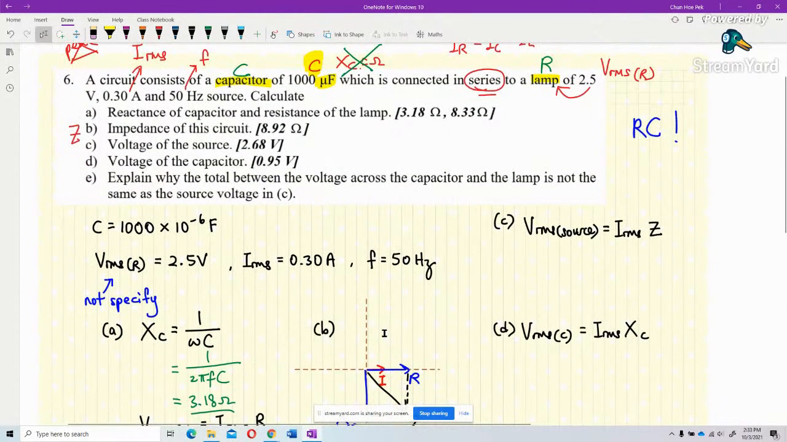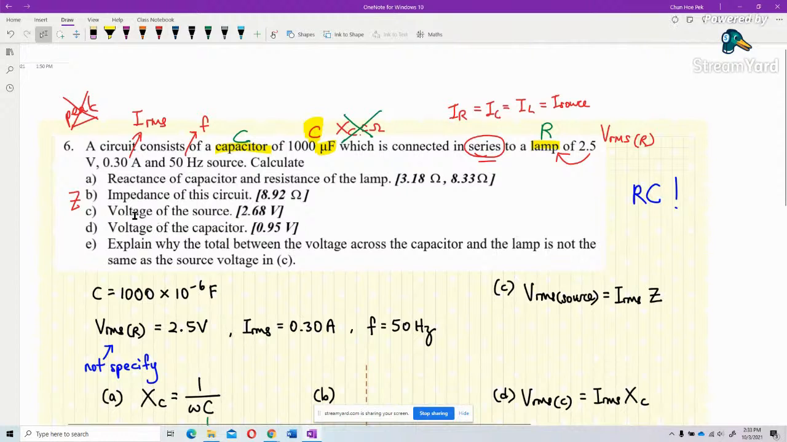Now, how about the voltage across the source? Source voltage. It didn't mention whether he wants the peak voltage or the root mean square voltage. What do you think? Now I ask you, the voltage of the source, do you want the peak voltage or the root mean square voltage? Of course, it's root mean square. No mention. And then the next question, the voltage of the capacitor. What did it ask for? No mention. Of course, root mean square.